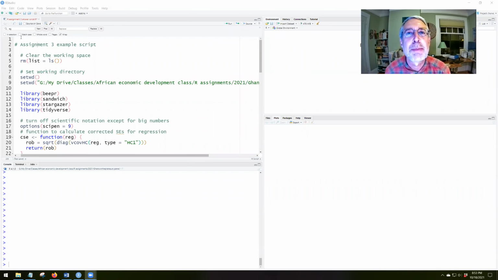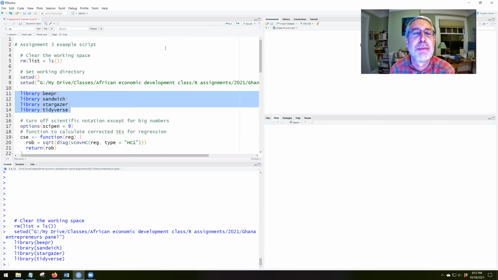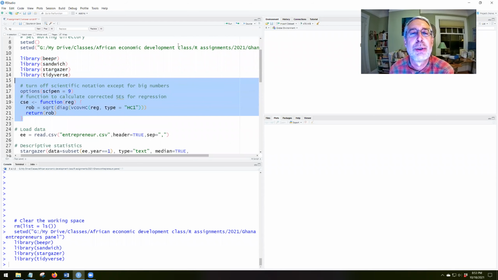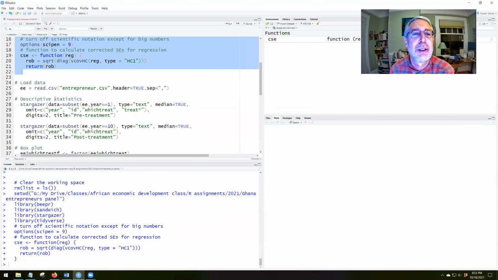Hi, let's spend some time going through the script for assignment 3. And so as usual, we're going to start by clearing the working space. Then we're going to set the working directory so that we can load in the data on entrepreneurs. Then we'll load a few libraries, a few packages that we'll need. Then we'll run our usual correct standard error code and turn off scientific notation.